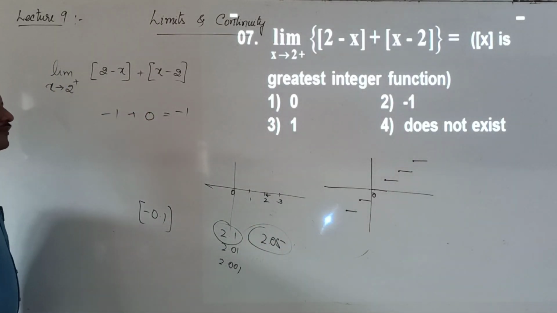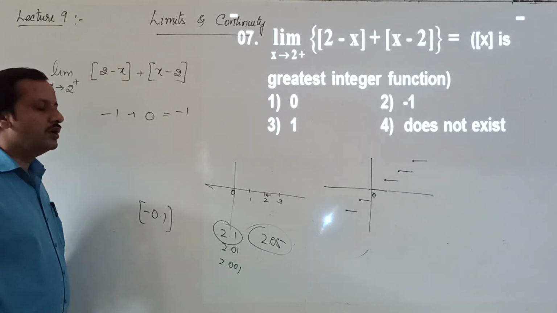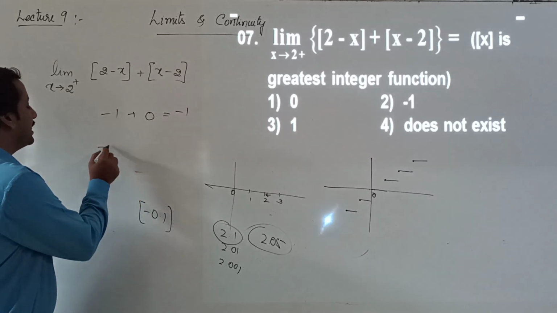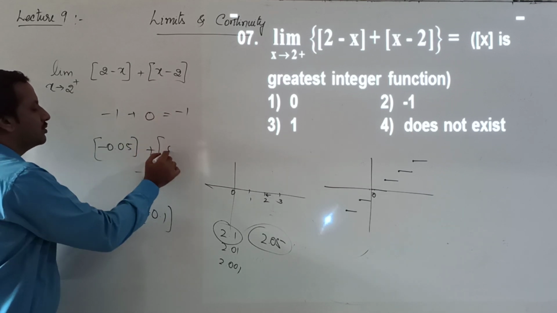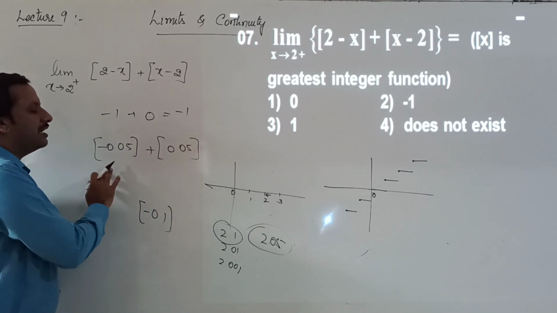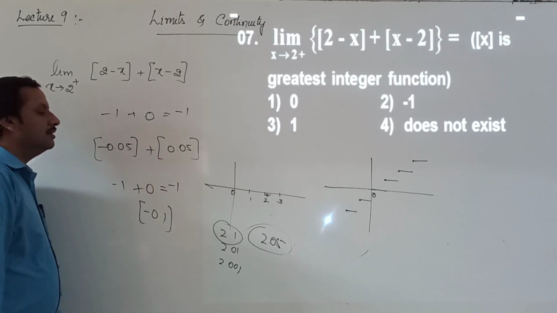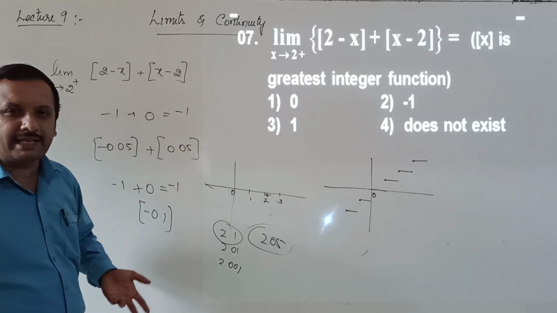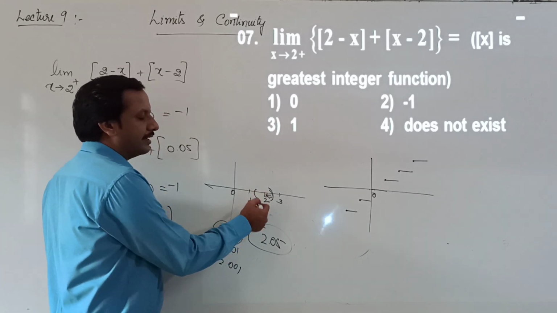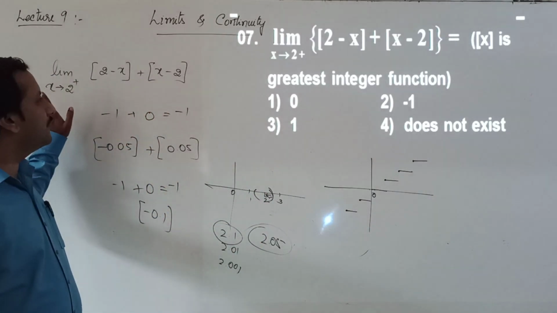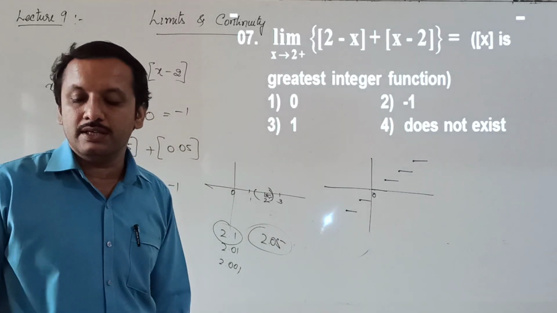Put x as 2.05. If I put x as 2.05, I am getting 2 minus 2.05, which means minus 0.05, plus 2.05 minus 2, that is 0.05. What is the value of step of minus 0.05? That is minus 1. Step of 0.05 is 0. So minus 1 plus 0. In that case also you will get minus 1. So you take anything in this interval, in the right neighborhood of 2, you will see that the value of this limit, the right hand limit, will always be equal to minus 1, which is the second option.